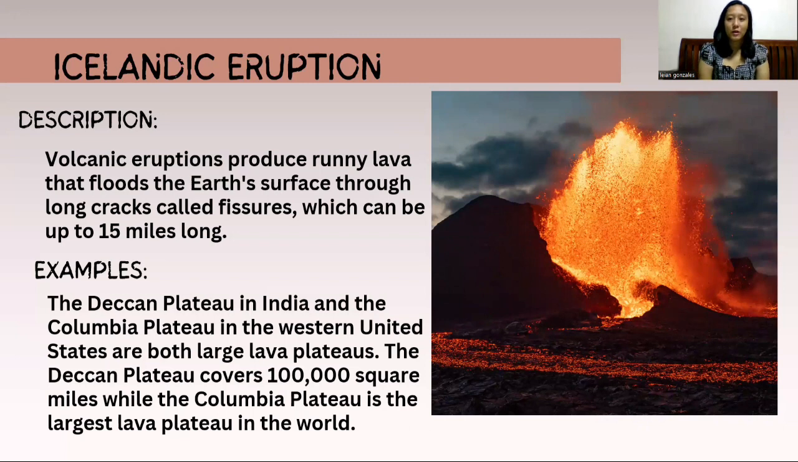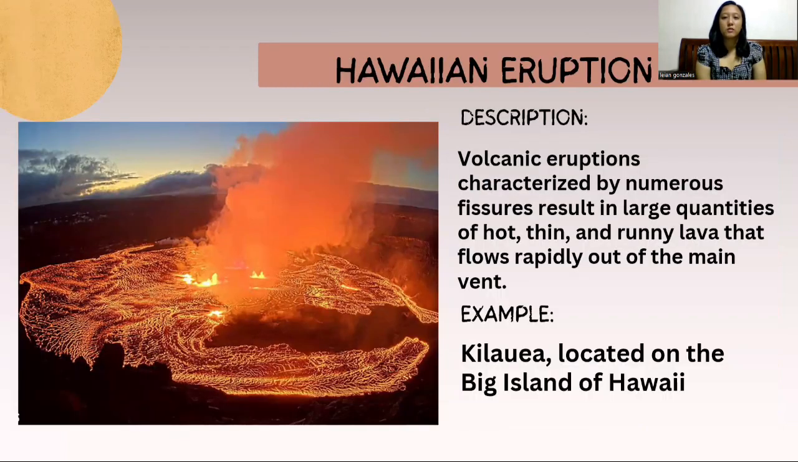Next, we have the Hawaiian eruption. It is a volcanic eruption characterized by numerous fissures, resulting in large quantities of hot, thin, and runny lava that flows rapidly from the main vent. The best example of it is Kilauea, located on the Big Island of Hawaii. This is an example picture of the Hawaiian eruption.